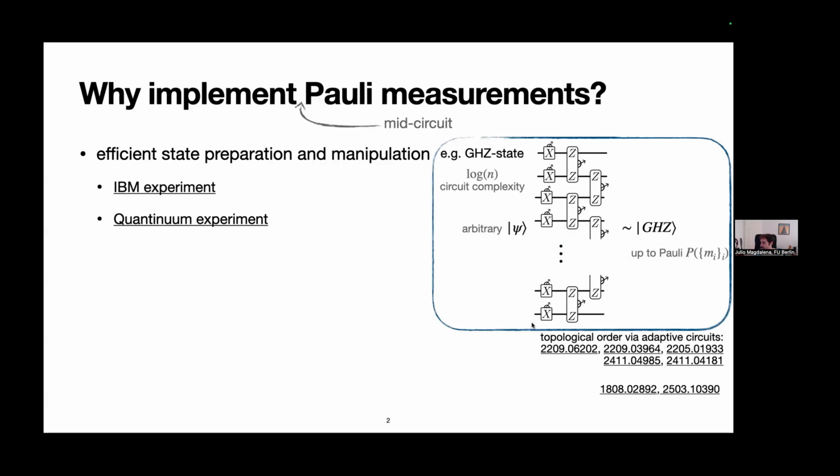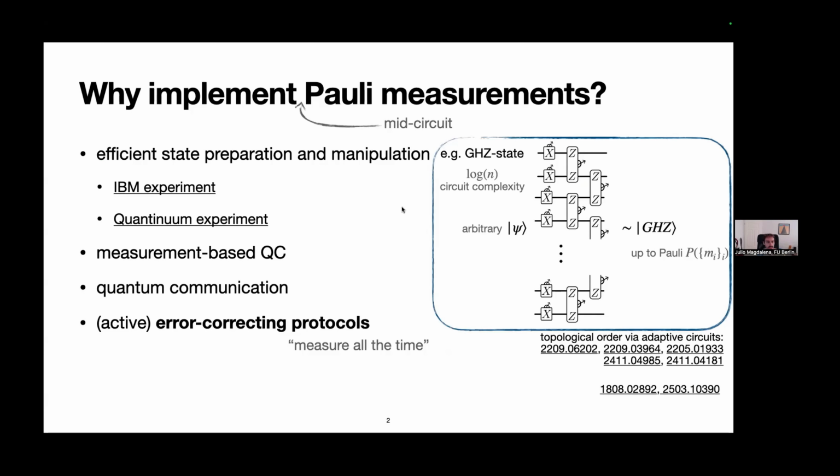And for me personally, this is very interesting in the context of preparing topologically ordered states and so on. But I don't want to talk about this today. Also, measurement-based quantum computation, of course, is one big example where one would like to use these sorts of measurements, and depending on the scheme, they might also be higher weight. In quantum communication, it's a very prominent thing to have.